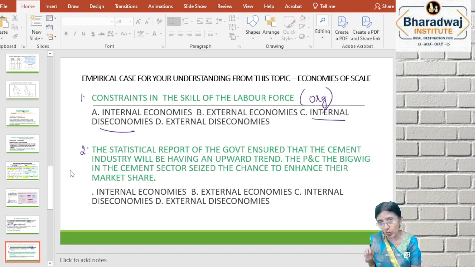So you need clarity on what is internal, what is external, what is economies, what is meant by diseconomy. That's what you have to know in this chapter. That's why I told you, separately it need not be taken. It can be brought under some heads. I was thinking to bring it under selected portions, but tomorrow we are having selected portions and business and environment exclusively, so I thought I will finish this today. So what are you understanding here? Constraints in the skill of the labor force: that is internal diseconomies.